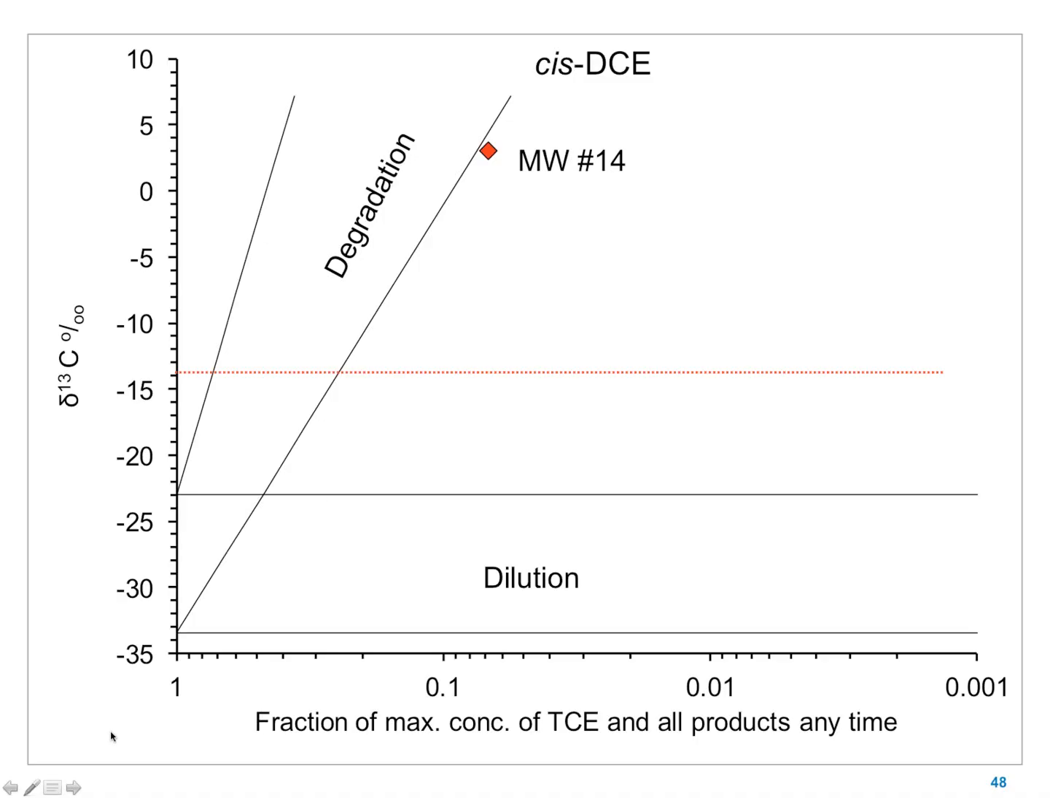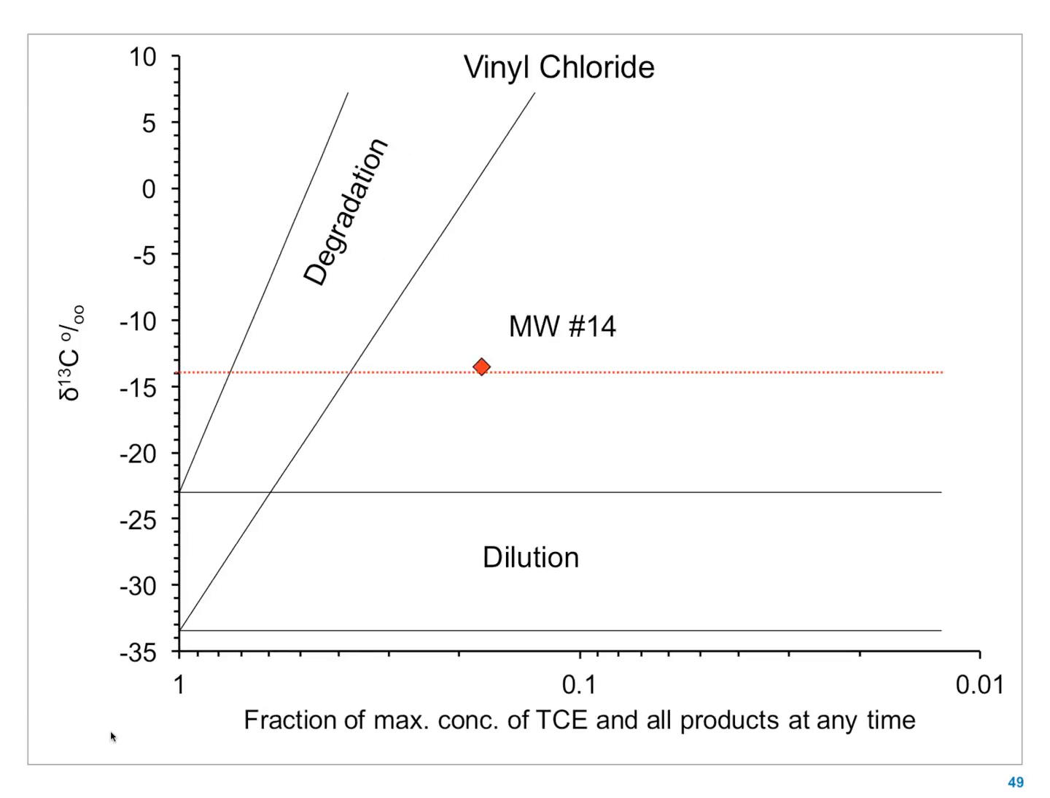Well, that declining concentration of cis-DCE is caused by biodegradation of the cis-DCE. No doubt about it. That's not just the plume moving away from the monitoring well. Next slide. And we can tell that the vinyl chloride is degrading because its fractionation is so extensive. So next slide.